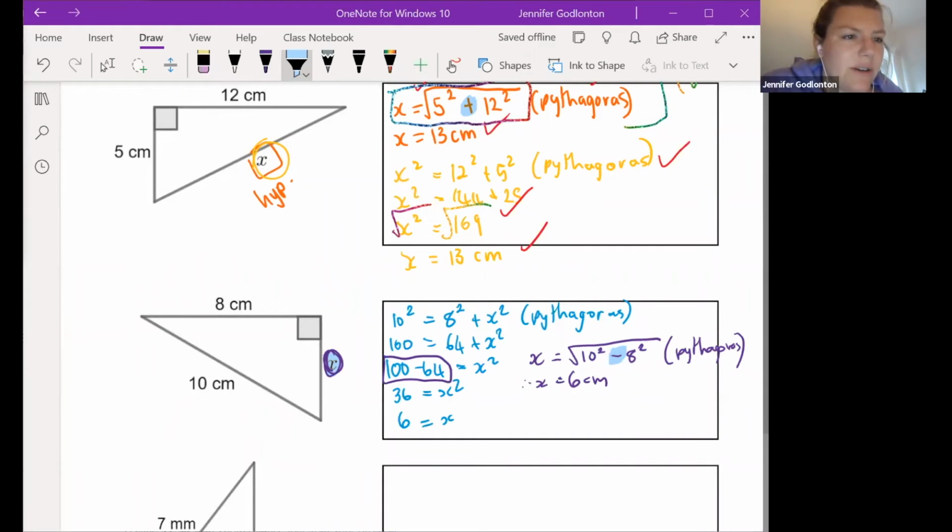Blue/purple question? Kulafelo, yes, how can I help? Hello, ma'am. So, ma'am, you see there where it says 10 squared equals 8 squared plus x squared. Can't you just say 10 squared minus 8 squared equals x squared? 100% you can. Totally you can. Okay. Thank you, ma'am. All of these are like, this light blue one is the longest possible way you could write it.